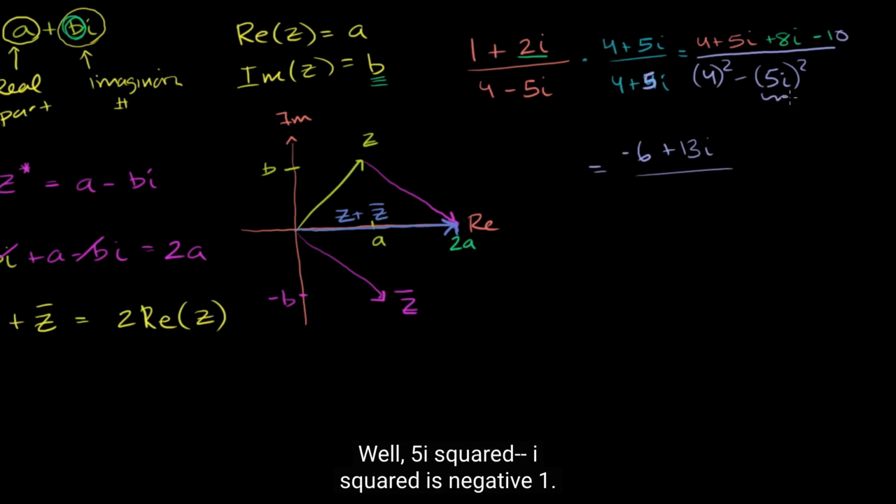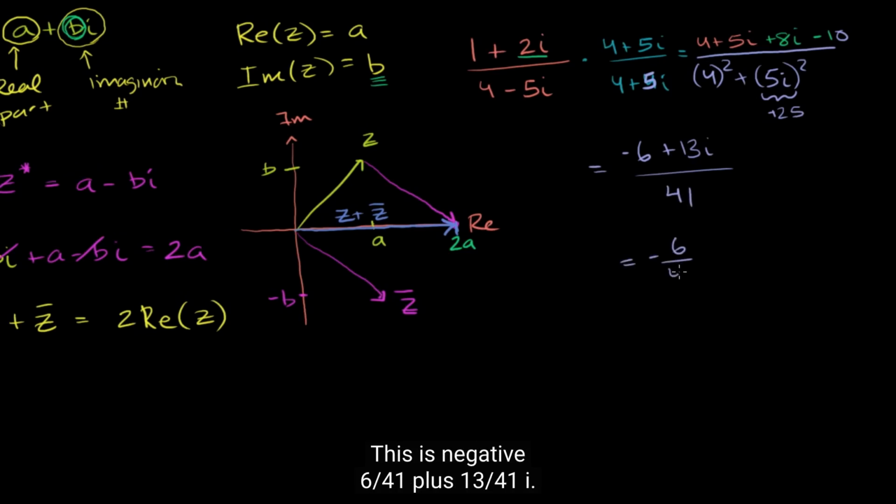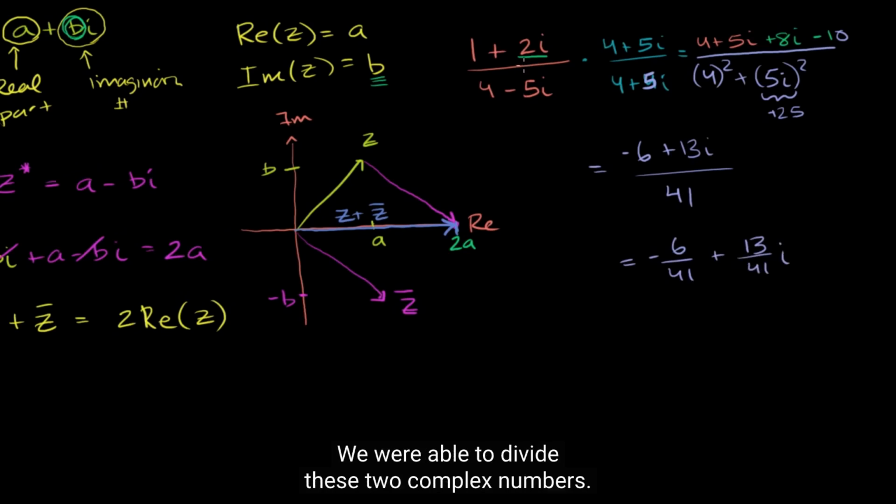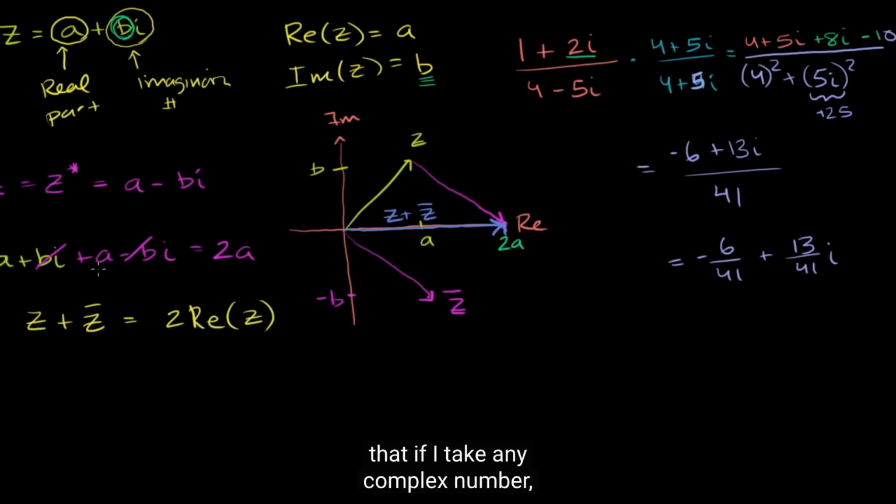Well, 5i squared, i squared is negative 1. 5 squared, so it's going to be negative 25. The negative and the negative cancel out. So you have 16 plus 25. So that is 41. So we can write this as a complex number. This is negative 6 over 41 plus 13 over 41 i. We were able to divide these two complex numbers. So the useful thing here is the property that if I take any complex number and I multiply it by its conjugate, and obviously the conjugate of the conjugate is the original number.